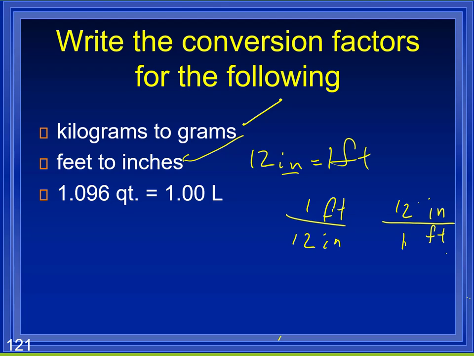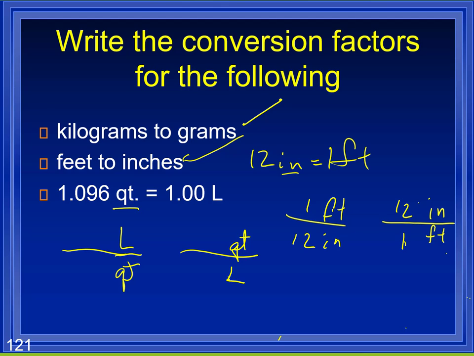Okay, so we've got 2 fractions. One of them is going to have quarts on the bottom. The other one's going to have quarts on top. If it's got quarts on top, it's got to have liters on the bottom. If it's got quarts on the bottom, it's got to have liters on top. You will find this year that I do the units first all the time.